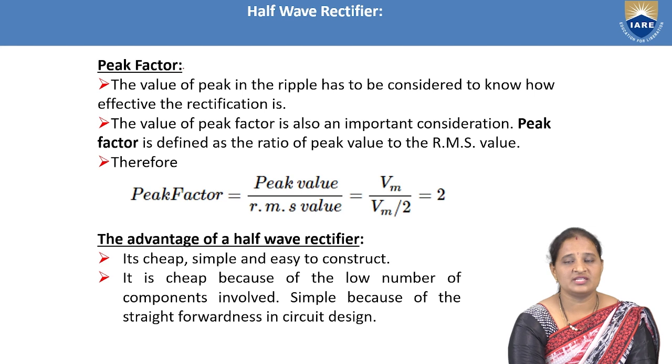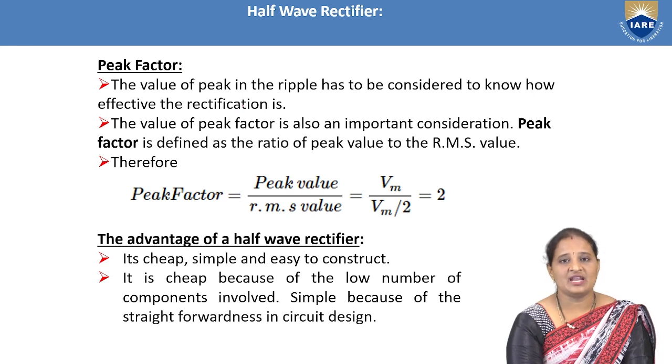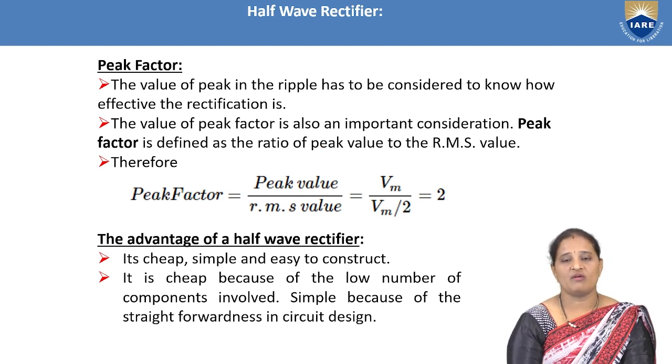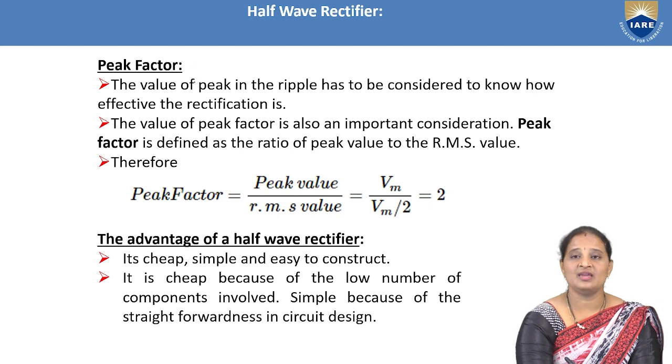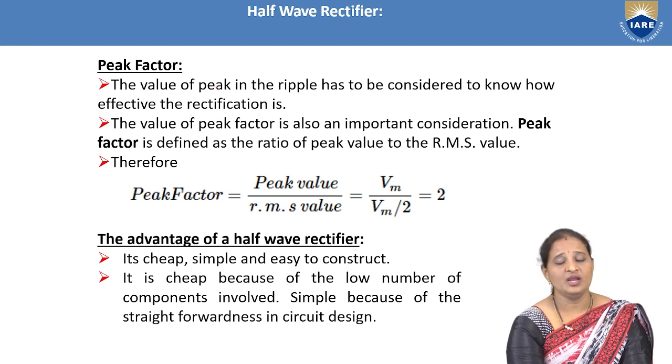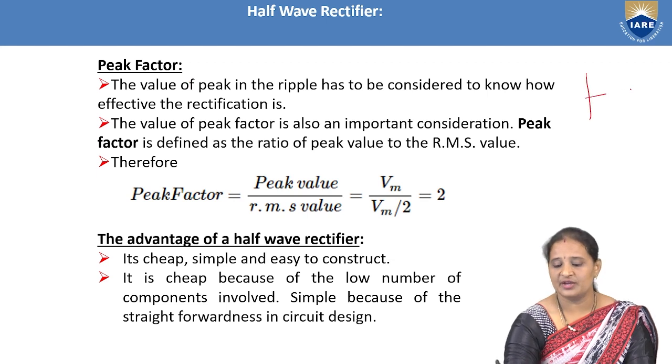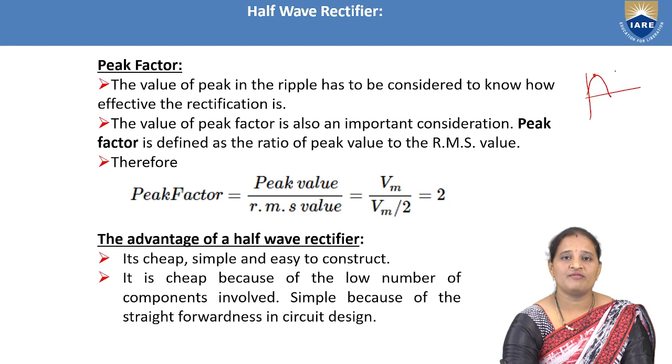Now the other factor is peak factor. It is defined as the ratio of peak value to the RMS value. That means in the AC components, what is the peak value of those AC components present in the output of the rectifier? That is defined by the peak factor. So the peak value should be less. That means the ripple value should be less, then it indicates it has a lesser amount of AC components.